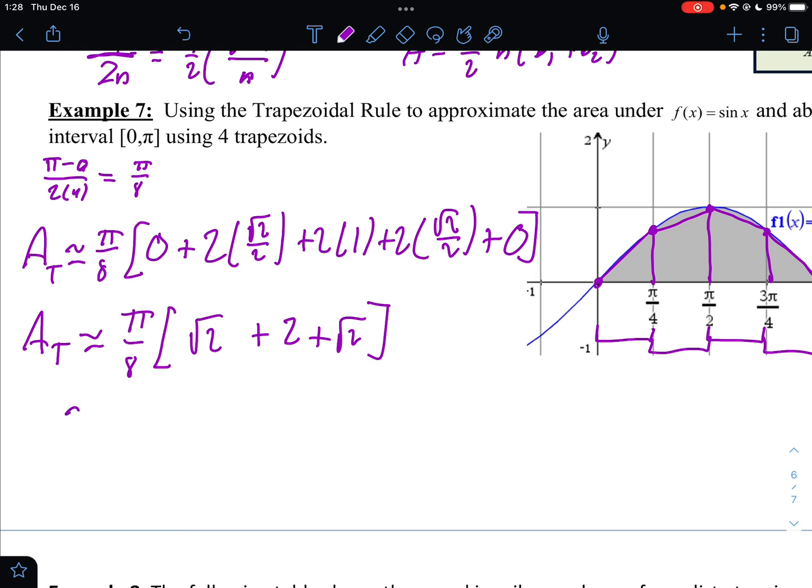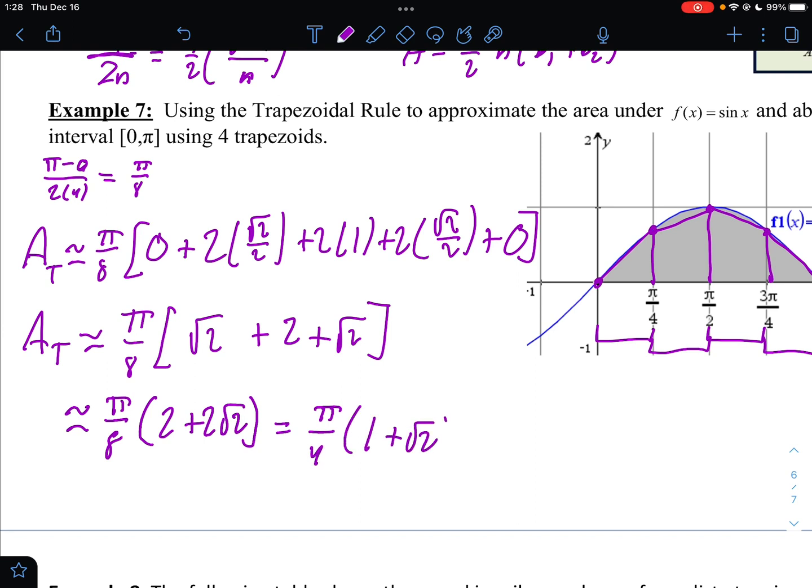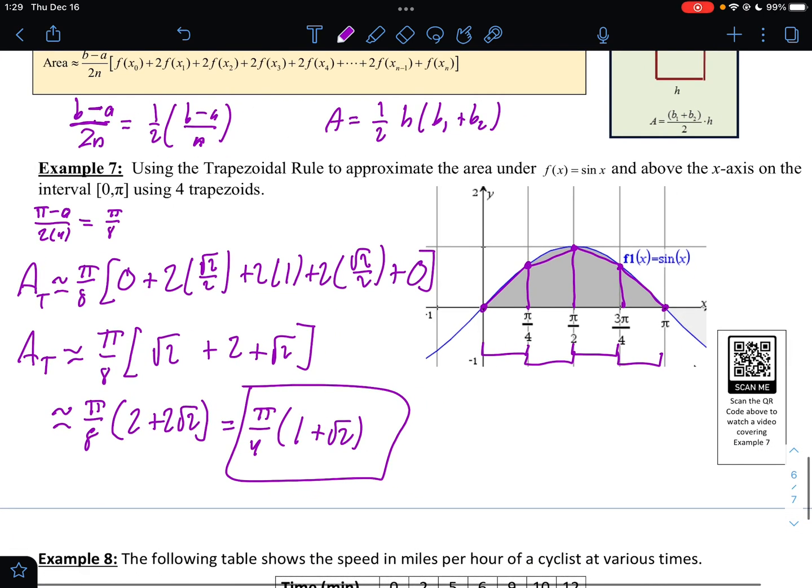All right, again, just simplifying. We get pi over 8 times 2 plus 2 root 2. And if you want to simplify a little bit more, if we factor out a 2, we get pi over 4 times 1 plus root 2. So that's our approximate area.